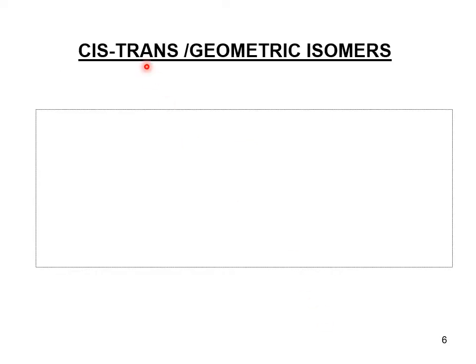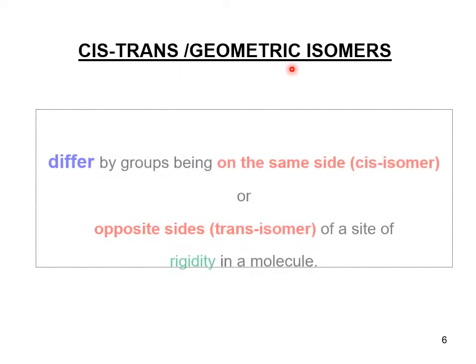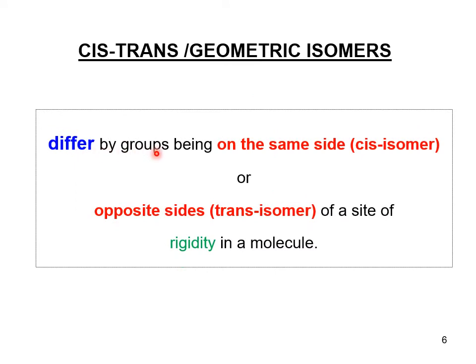So what is cis-trans, geometrical, or diastereomer isomer? They differ by groups being on the same side, cis isomer, or on the opposite side, which we call trans isomer, because of rigidity in a molecule. How rigid is it? Let's check.